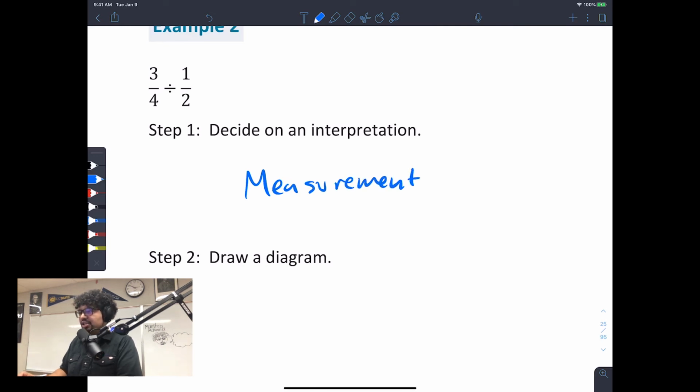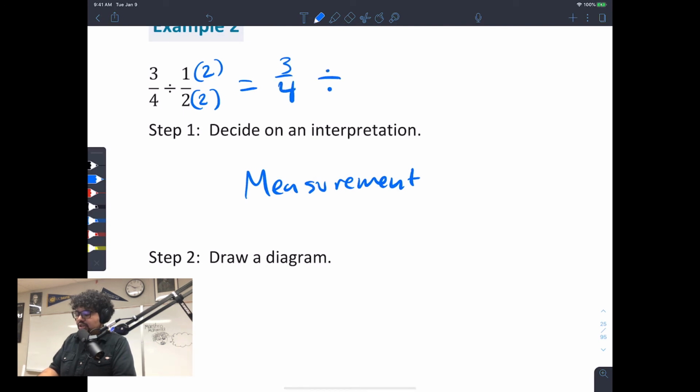Interpretation, and this usually involves common denominators. So in this case, I can look at my denominators and I see that it's a 4 and a 2, and I can easily see that the 2 can go into the 4 by multiplying it times 2. So I will just multiply it times 2 to make it a common denominator. So I'll leave my first fraction, that's 3/4, divided by, then I multiply 1 times 2 is 2, 2 times 2, that would give me 4.